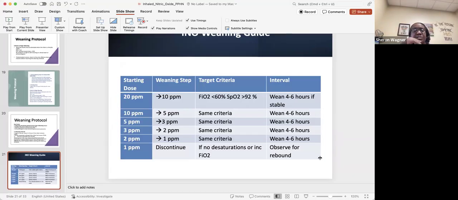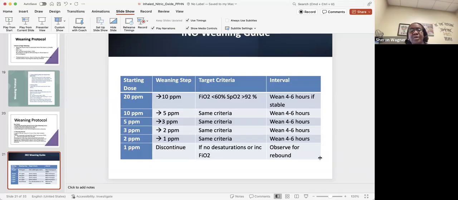hypoxemia. So just a quick little chart here that shows you how to wean. Again, 20 parts per million, you go to 10. If your FiO2 is less than 60%, or the target goal that you decide may be 50%, maybe 40, but whatever it is, be consistent, or your SpO2 is greater than 92%. So every 4 to 6 hours, you would wean. And again, you go slowly.